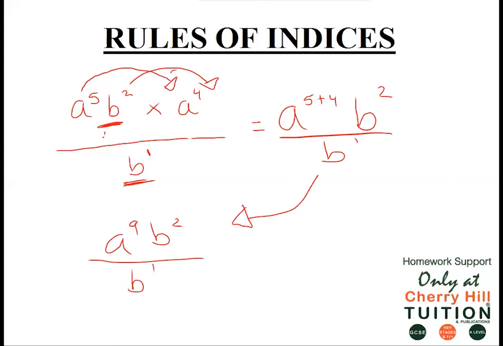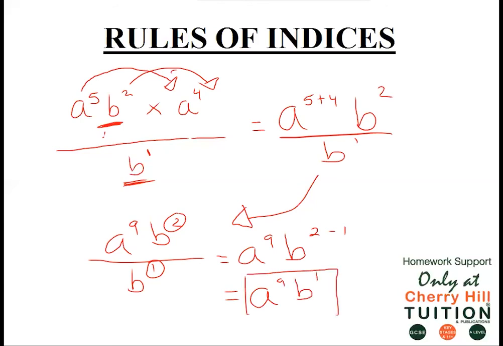Now we need to simplify this by simplifying the b's. Because we're dividing b to the power of 2 by b to the power of 1, we can take these powers away. So this is the same thing as writing a to the power of 9 multiplied by b to the power of 2 minus 1. And your final answer is a to the power of 9, b to the power of 1. Okay? So hopefully that made sense.